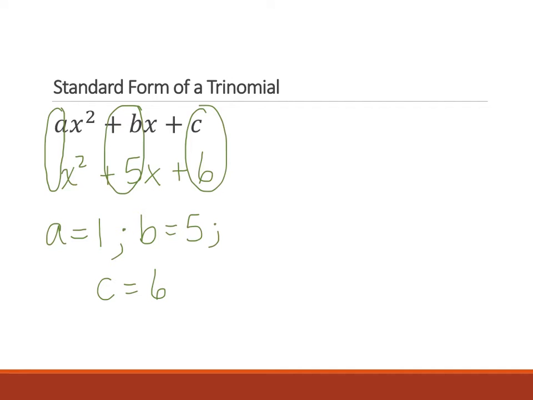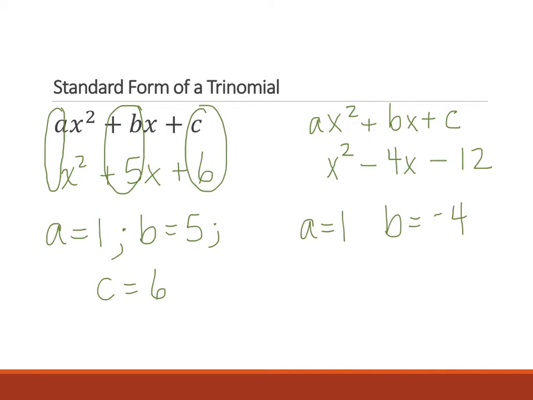So let's choose another quadratic trinomial, and let's designate its values of a, b, and c. Maybe I'll have a quadratic trinomial such as x squared minus 4x minus 12. In this case, my value of a is still 1, my value of b is negative 4, and my value of c is negative 12.